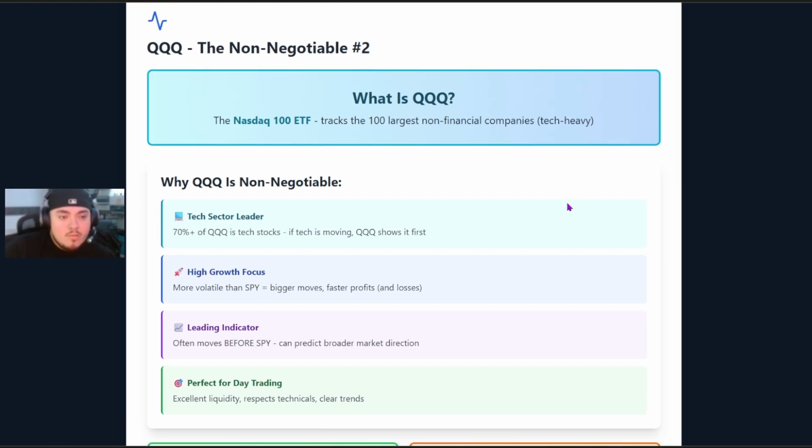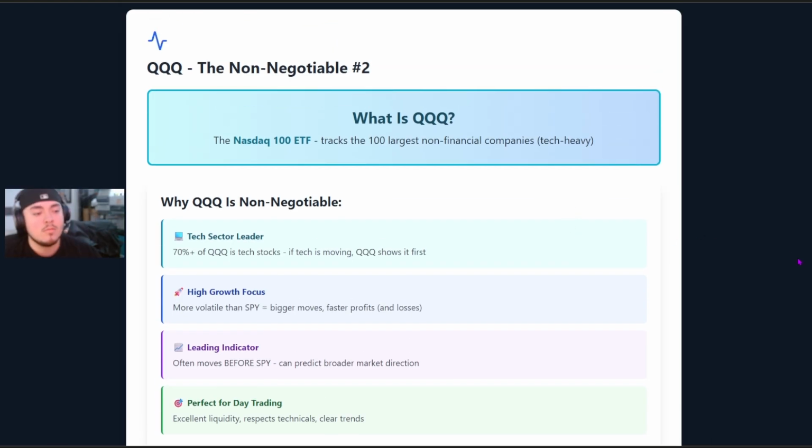You want to go over QQQ? So QQQ, the non-negotiable number 2. What is QQQ? It's the NASDAQ ETF, right? Tracks the 100 largest non-financial companies. It's the tech-heavy ETF, just like SPY, very liquid. Why is it non-negotiable? It's the tech sector leader. 70% of QQQ is tech stocks. If tech is moving, QQQ shows it first. Tech stocks being your mega caps, Meta, Microsoft, Amazon, all those stocks, right? And then you also have stocks like MU, NVDA, AMD, all the semiconductors, everything around technology.